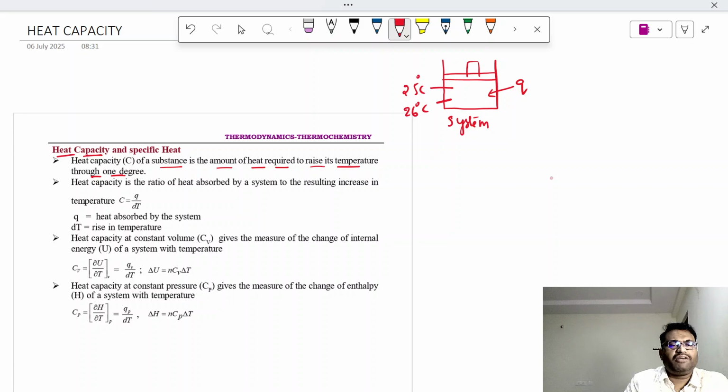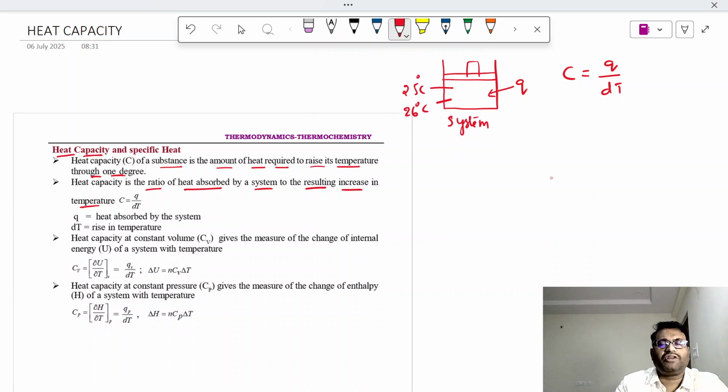So heat capacity, mathematically, how can you represent it? Heat capacity is the ratio of heat absorbed by the system, see here, Q is heat absorbed, to the resulting increase in the temperature. So mathematically, how can you represent it? C is the symbol to represent heat capacity. Heat capacity is represented by capital C. So C is equal to Q by dt.